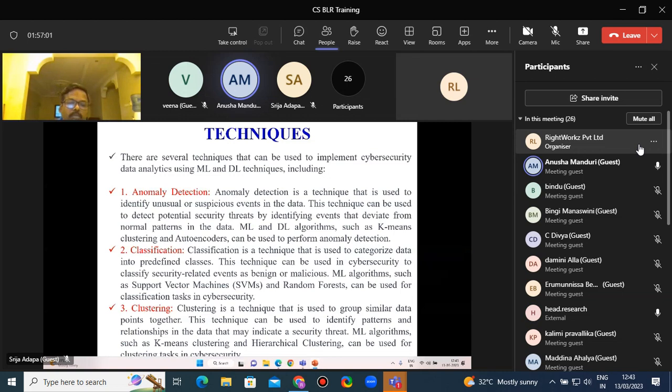Third one is clustering. Clustering is a technique that is used to group similar data points together. This technique can be used to identify patterns and relationships in the data that may indicate a security threat. ML algorithms such as k-means clustering and hierarchical clustering can be used for clustering tasks in cybersecurity. Next slide.